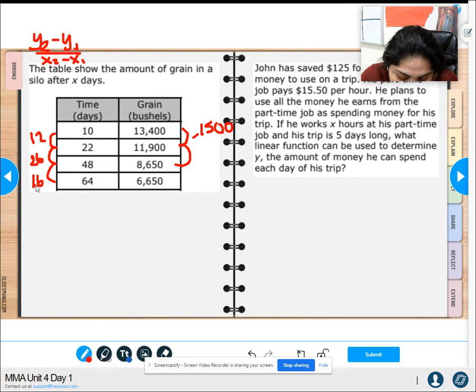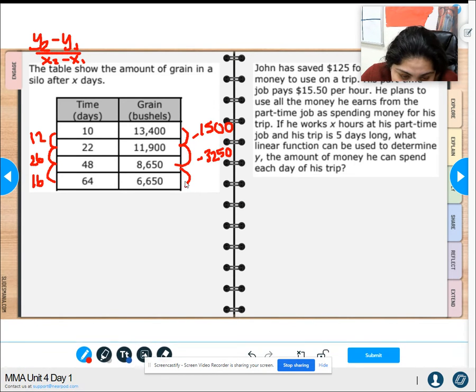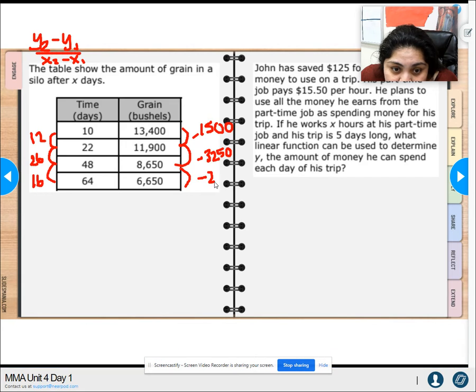All right, let's do this one. 8,650 minus 11,900. That's negative 3,250. And then over here, it's 6,650 minus 8,650. That's negative 2,000.